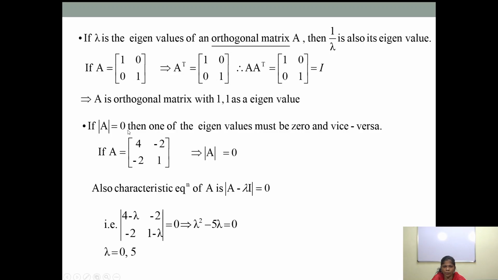So according to this property, if the determinant is 0, then one of the eigenvalues must be 0. So this property is verified, right? So you can write this directly. Suppose the eigenvalue is given as 0 and you are asked to find the determinant. Without calculating the determinant, one can write it as 0. And this is true both ways. That is, if the determinant is 0, an eigenvalue is 0, and if an eigenvalue is 0, then the determinant is 0.